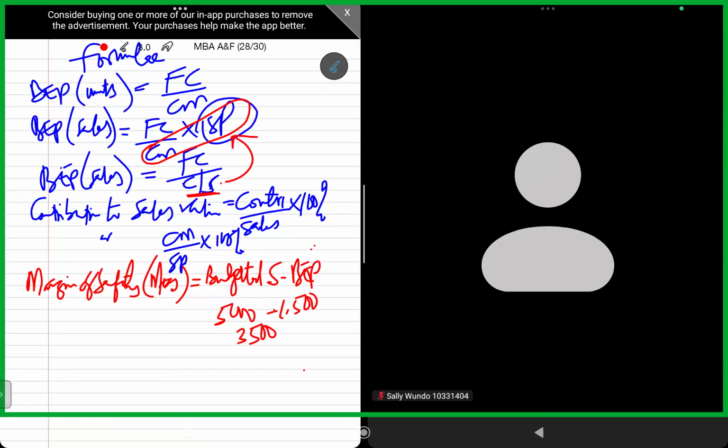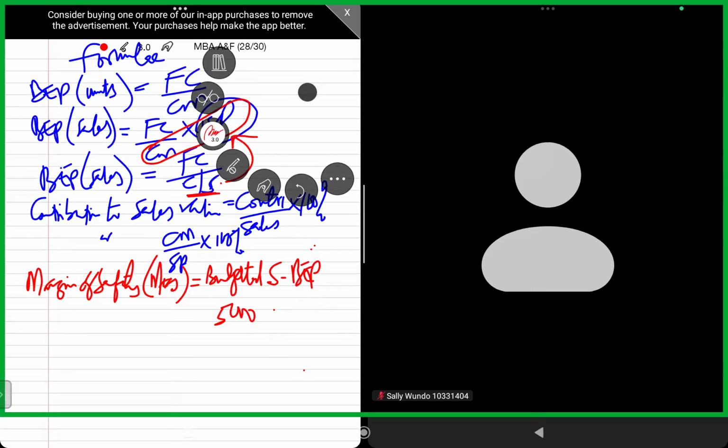If it sells the first 1,000, it will make a loss. If it sells 1,500 for the first period, it's going to break even. At that point, it will neither make a loss nor make a profit. But anything after 1,500, the business will make profits. Are we good? Yes, please. Okay.